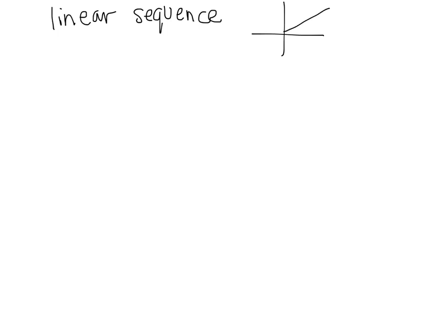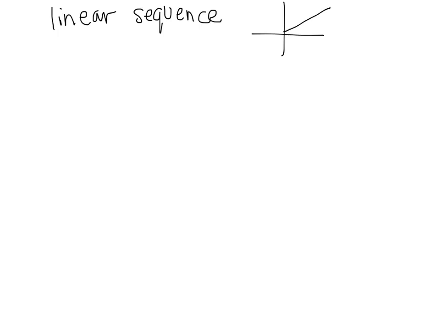So when the difference between all of the values is constant, like it was for the last example, we have what's called a linear sequence. And it's called linear because if you were to plot all of the values on a graph, it would form a straight line.